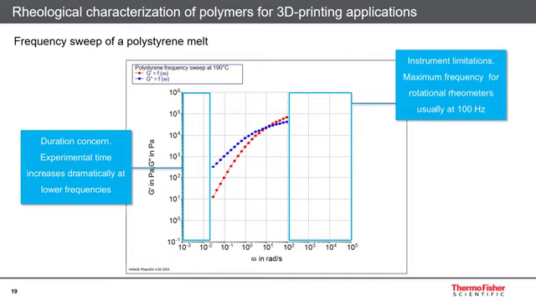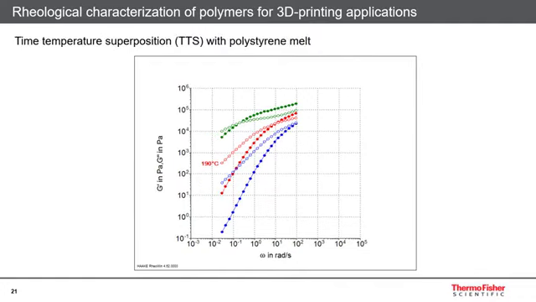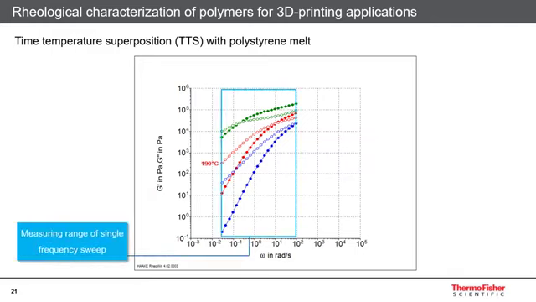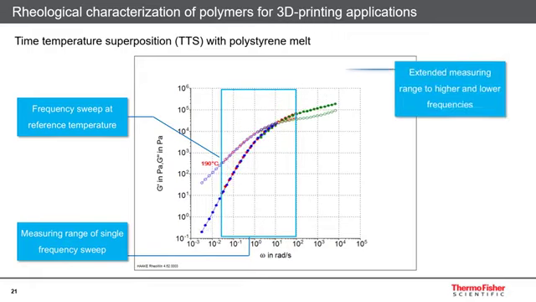In order to extend the data range beyond the low and high end frequencies, the time-temperature superposition, or short TTS, principle can be applied. TTS uses the fact that temperature and frequency or time have similar effects on the viscoelastic behavior of polymer melts. As a result, one can perform several frequency sweeps over a smaller range at different temperatures. After selecting one set of data at one temperature as a reference, the other results can be shifted towards the reference curve in order to generate a master curve.